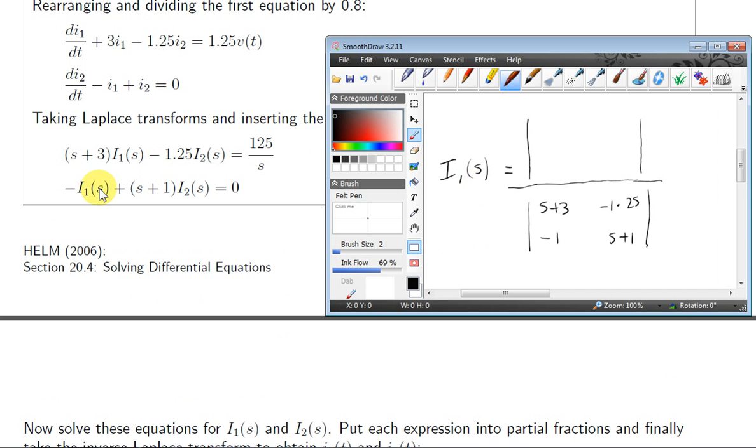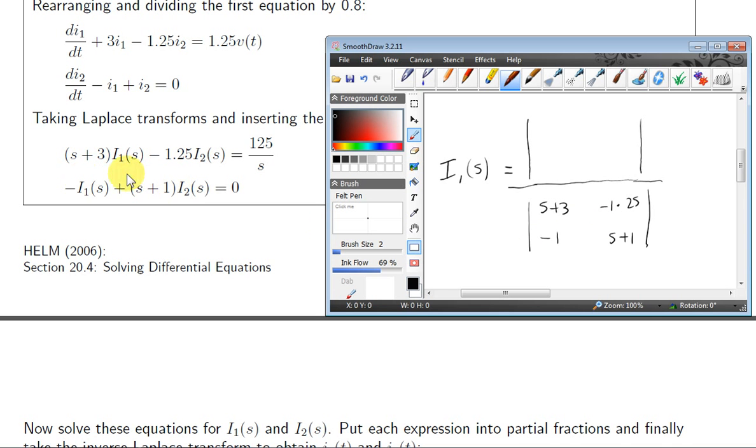So now we have these equations with the I1 terms appearing first and the I2 terms, and then the expressions on the right hand side not involving I1 or I2. So I'll use Cramer's rule to get I1 of s. As we've seen in the previous video, the denominator is the determinant of the coefficients on the left hand side.